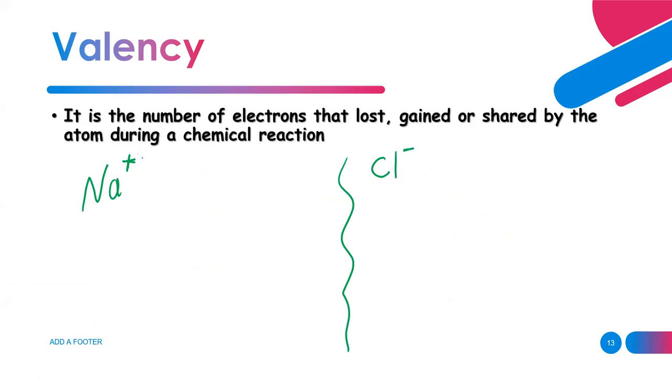What does it mean, sodium ion? It means I put only one positive charge. It means it gains one. Sorry, it loses one electron.